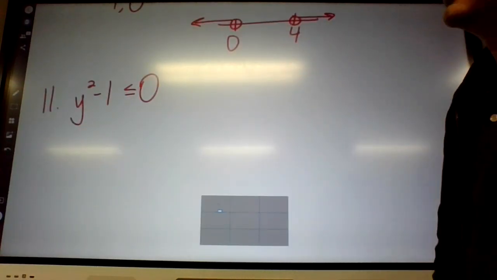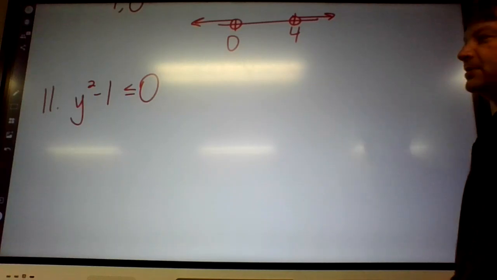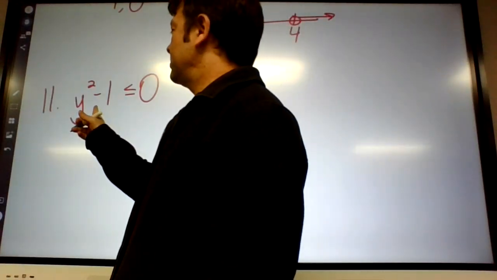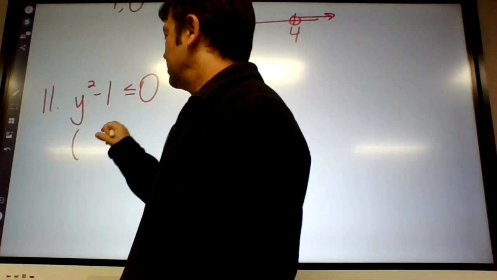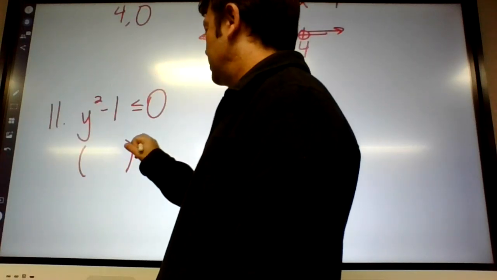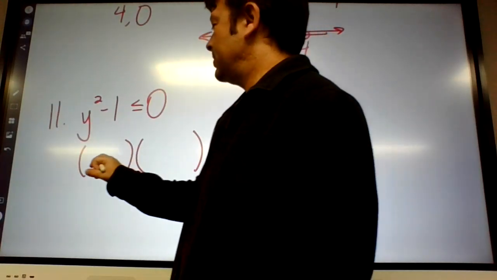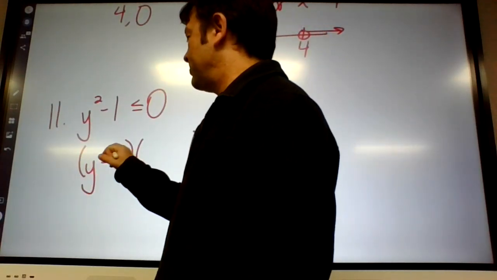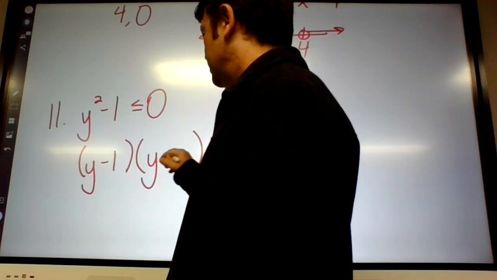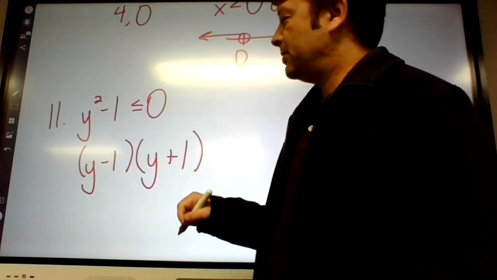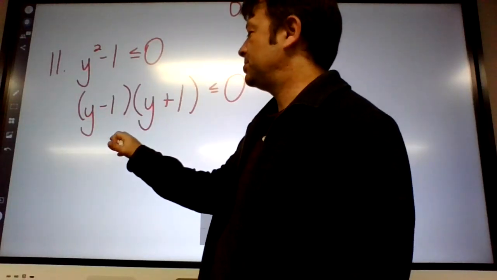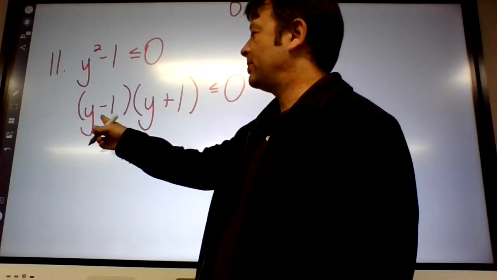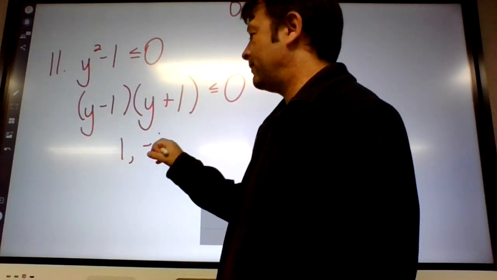Positive 1 and 0. Do you guys remember how this factors? Yeah, I do. It's Y plus 1, Y minus 1. Yeah, it's a square minus a square. Y minus 1, Y plus 1. Yeah, that's right. So the two y values are 1 and negative 1.